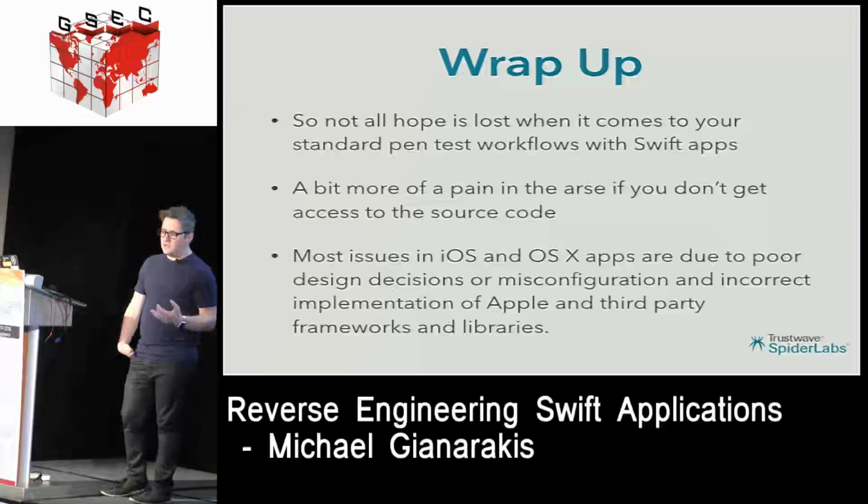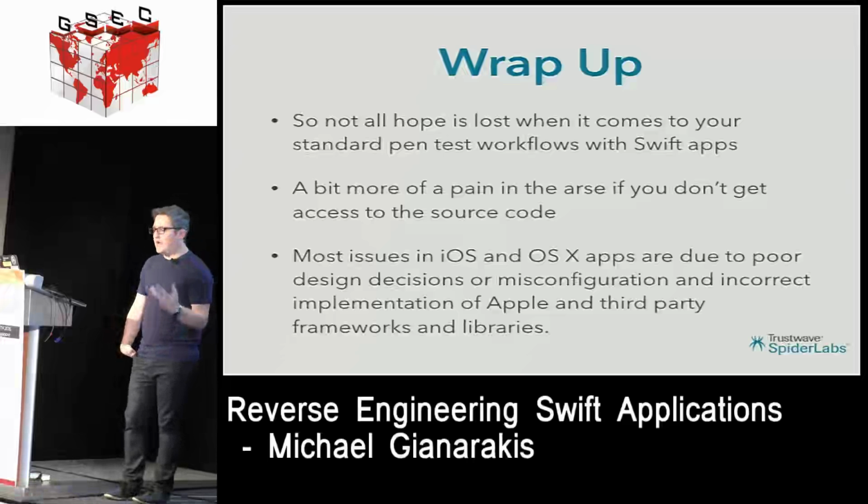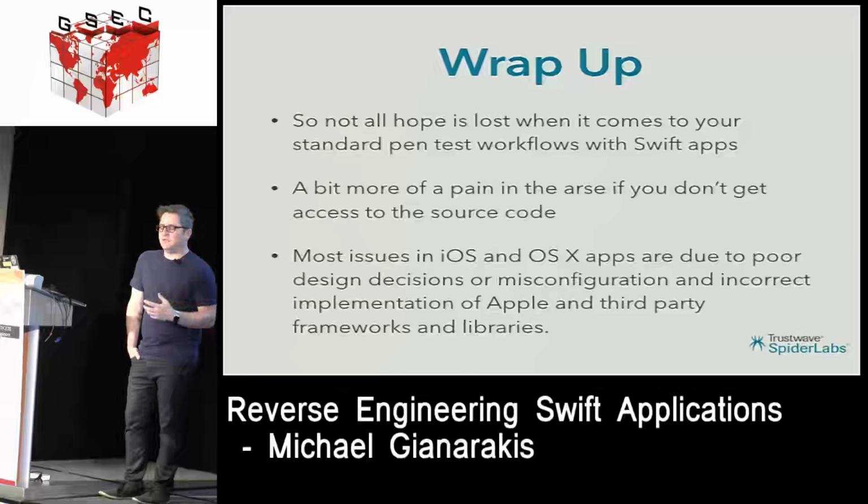As I said earlier in the presentation, most issues in iOS and OS X apps are due to poor design decisions, misconfiguration and incorrect implementation of frameworks and libraries. So a lot of what you're going to look at is not necessarily impacted by whether it's a Swift app or an Objective-C app. If the developer's not securing sensitive information, or not securing information as it goes over the wire, that's not dictated by whether it's written in Swift or Objective-C. So there's definitely still a lot of stuff that you can look at and do.